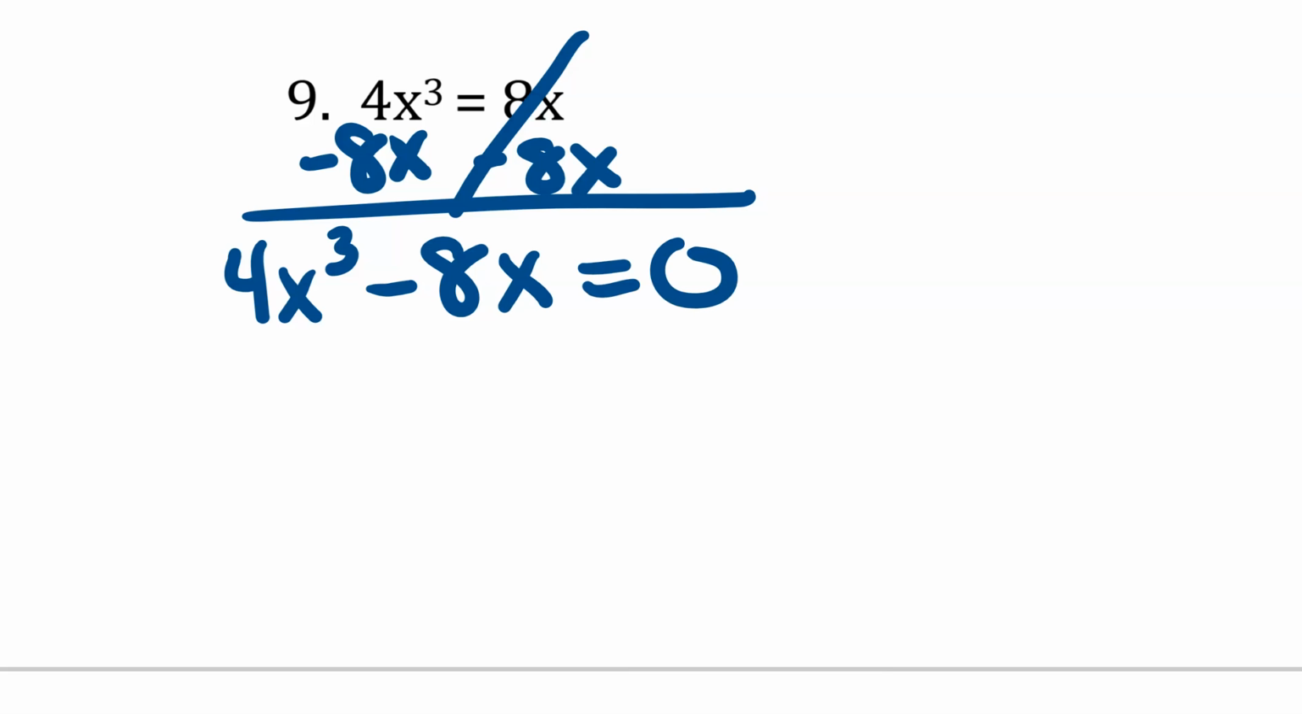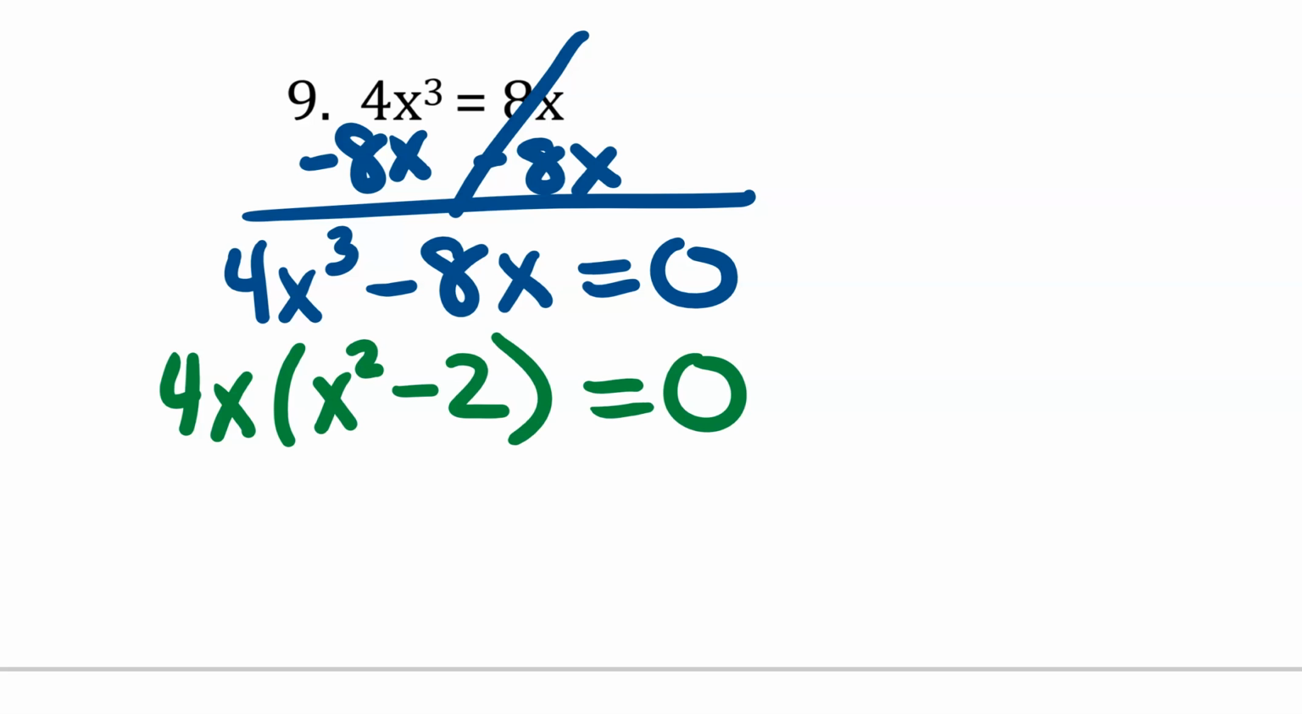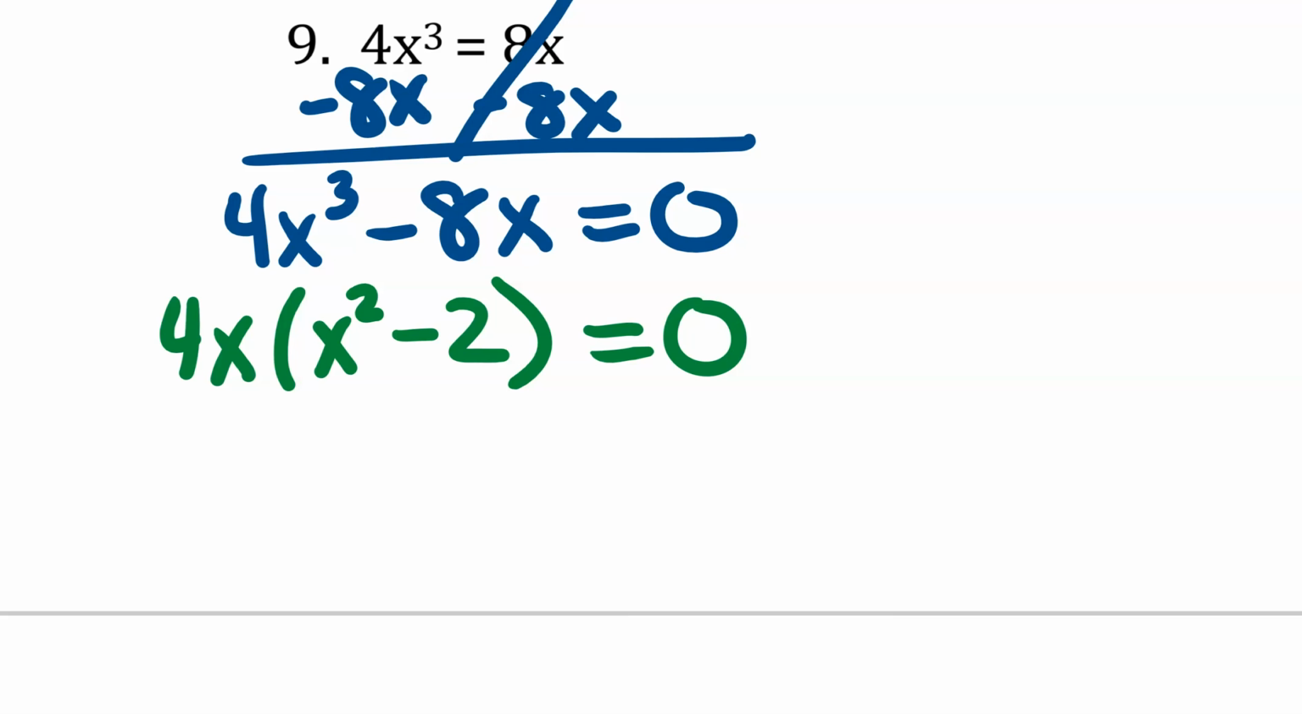We're going to take out what they have in common. I can take out a 4 and I can take out an x. And then I have x squared minus 2 left equals 0. This is not a difference of squares right here. So I'm going to go ahead and draw my line and find my zeros. First zero is easy. It's x equals 0.